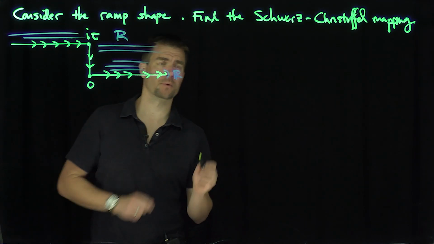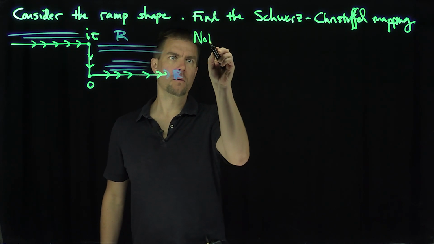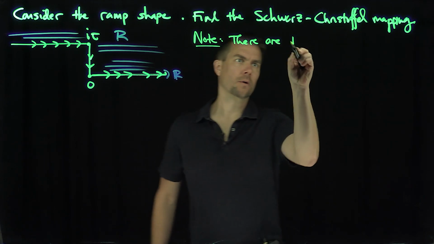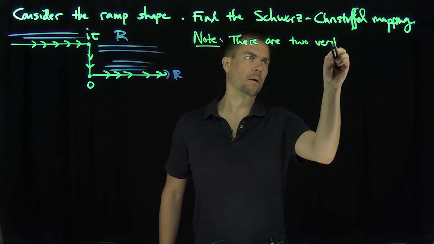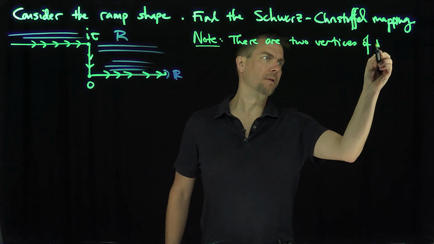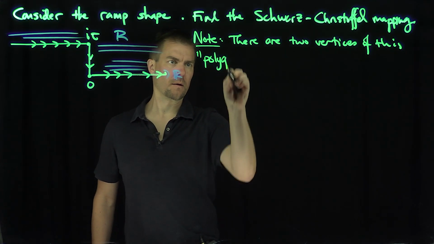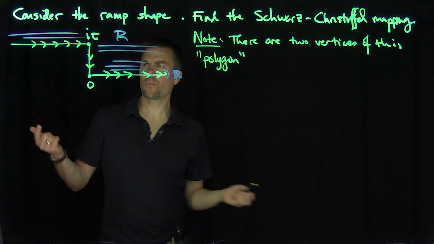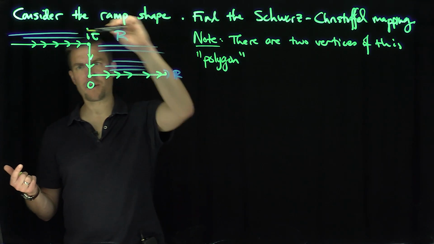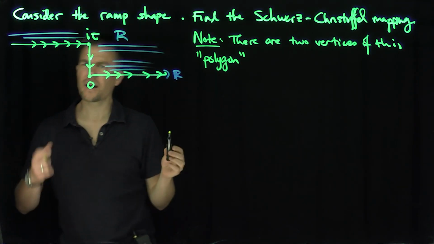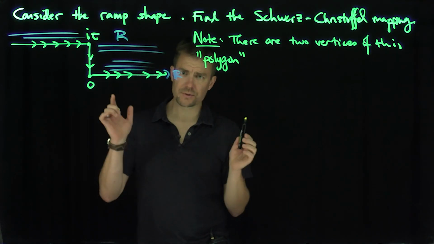There are two exterior angles, right? So note, there are two vertices of this polygon. It would be clearer if this polygon came back and closed itself off, went up and then back down over, something like that. But these open degenerate shapes still work with Schwarz Christoffel.